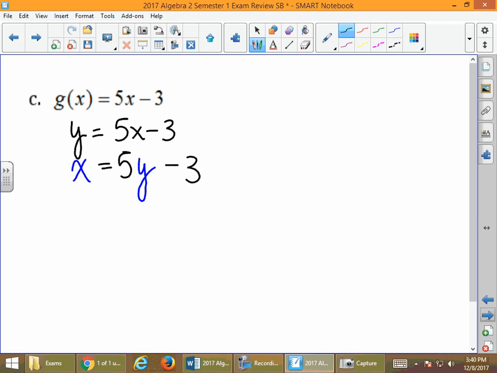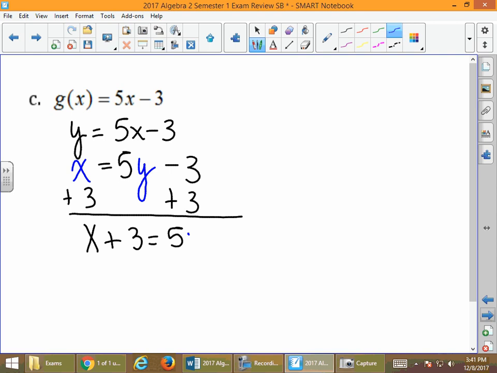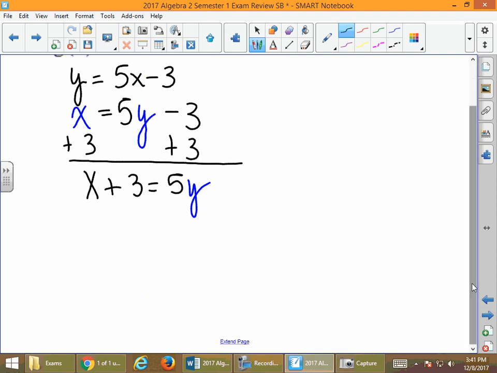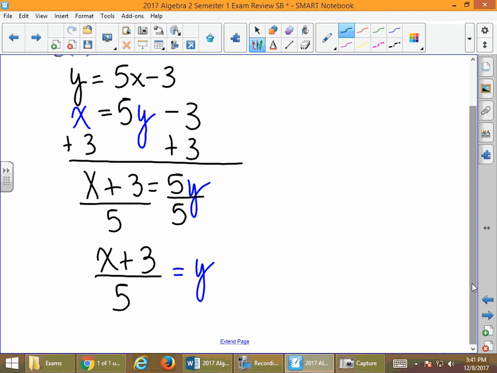Again, our goal is to solve for y. So we're going to move that 3 over to the other side by adding 3. We get x plus 3 equals 5y. And we're close to finishing now because we want to end up with y equals. So right now it's 5y equals. So to undo 5 times y, we will divide by 5. And we end up with our inverse of (x plus 3) divided by 5 equals y. There's our inverse.